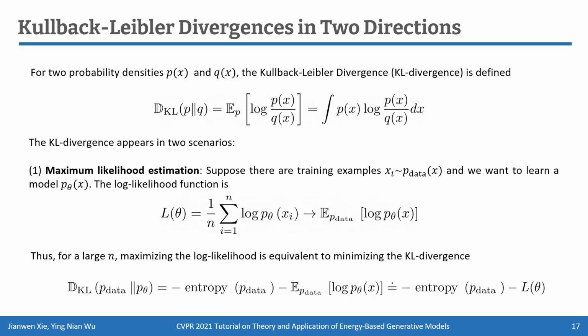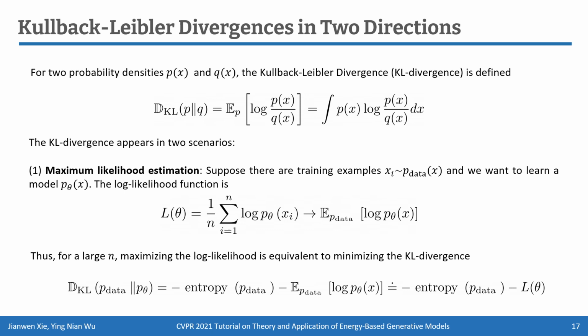Suppose we have two probability densities, P and Q. The KL divergence between P and Q is defined as the expectation of log P over Q under the distribution of P. The KL divergence usually appears in two scenarios. The first scenario is maximum likelihood learning.